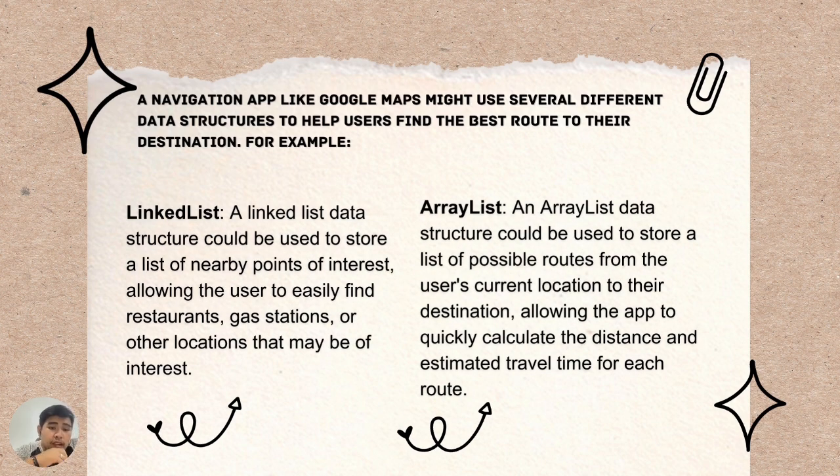Next is the linked list. A linked list is a data structure that could be used to store a list of nearby points of interest, allowing the user to easily find restaurants, gas stations, and other locations that may be of interest. Next is the array list. An array list data structure could be used to store a list of possible routes from the user's current location to their destination, allowing the app to quickly calculate the distance and estimate the travel time for each route.